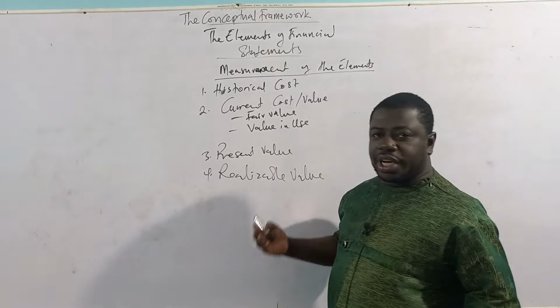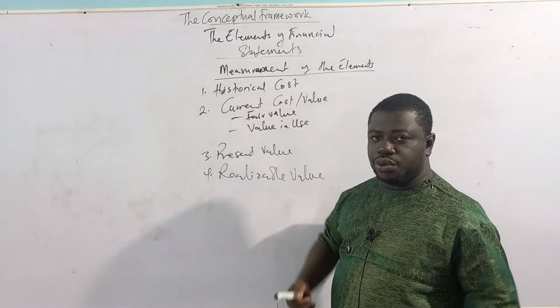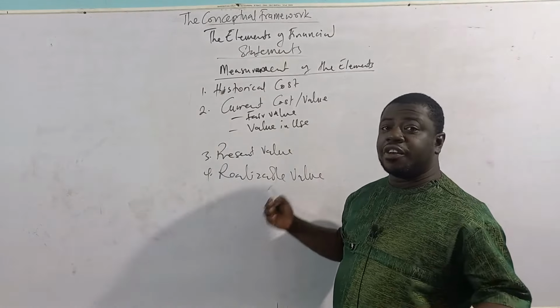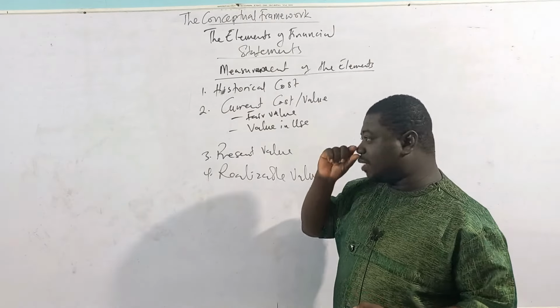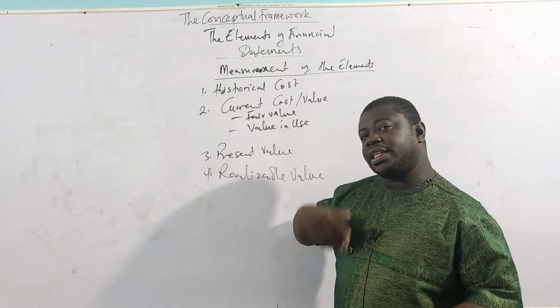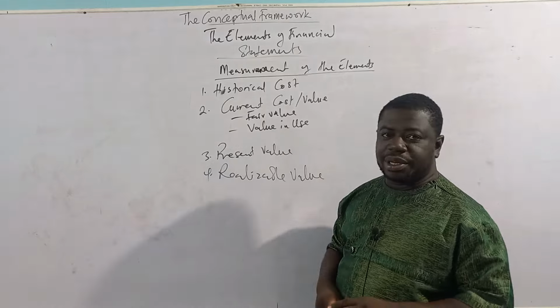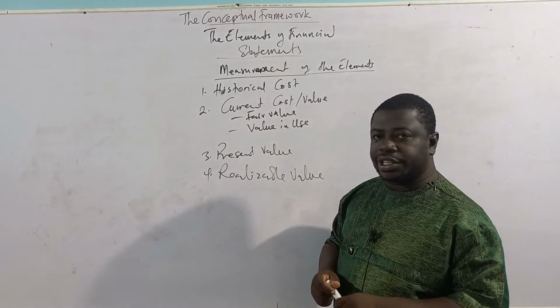And how do you get the current value? You can use the value in use as your current value. You can use the fair value also as a current value. That is when you have done a revaluation and you realize that it has gone up. Then you are measuring the elements of financial statement based on the current cost.